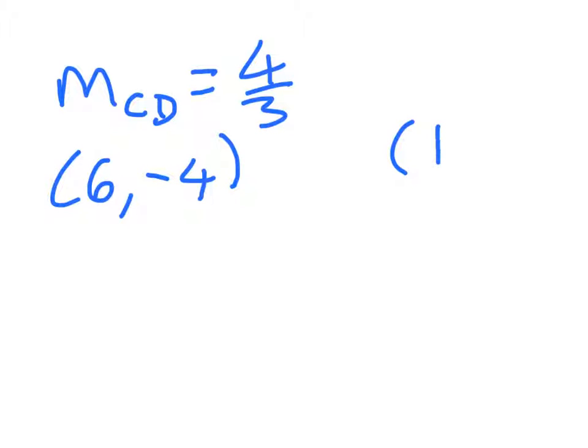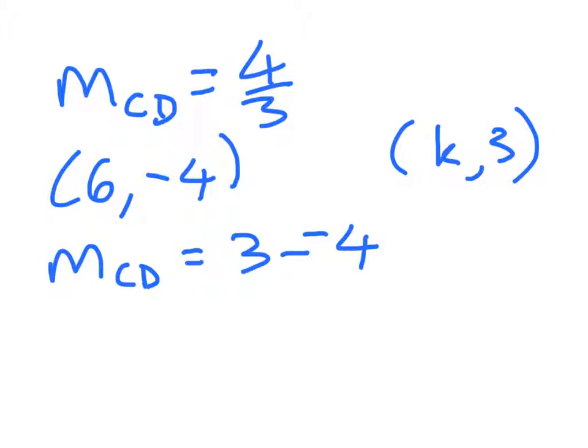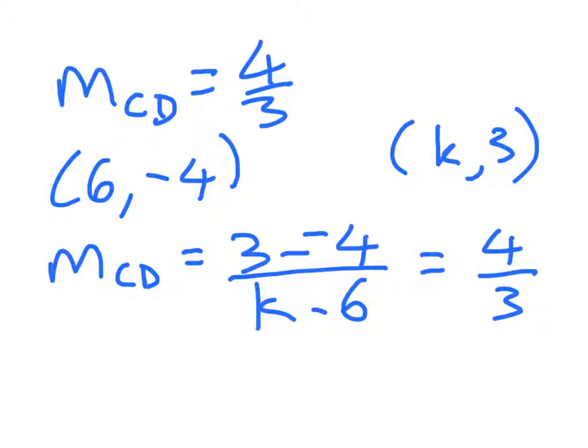So we're now looking for a gradient of 4/3 between these 2 points, 6, negative 4 and k and 3. So m of CD is going to equal 3 minus negative 4, the change in y, divided by k minus 6. And we know that has to be 4/3. A little bit of simplification gives us 7 over k minus 6 equals 4/3. On to the next slide to simplify it. You should have a go at simplifying that from here. We've done all the hard work.